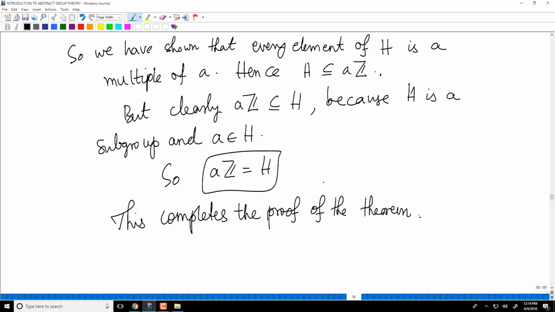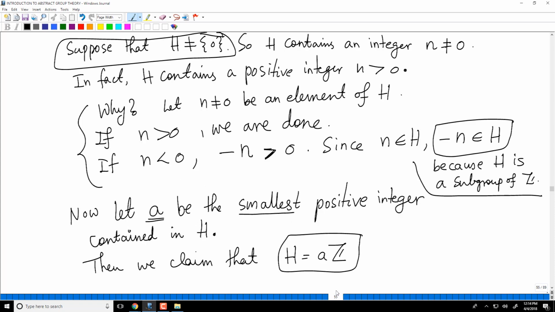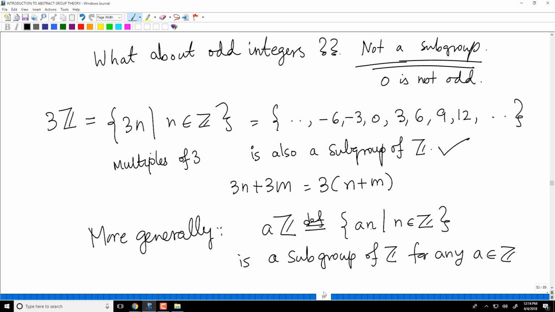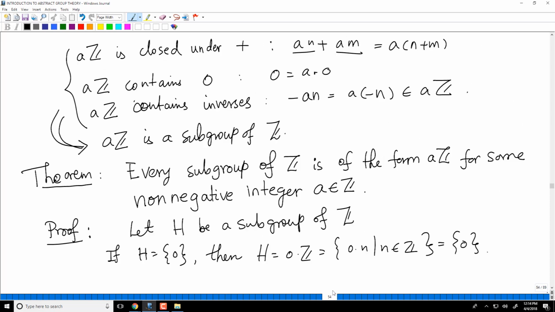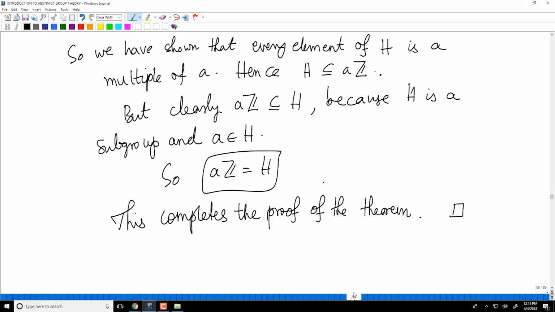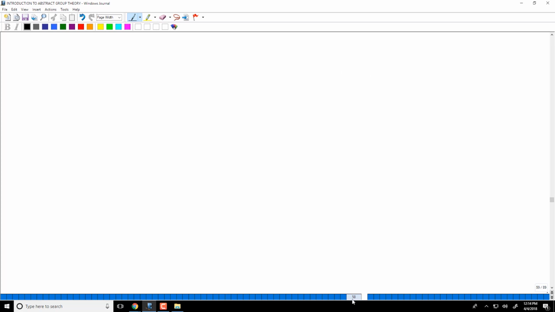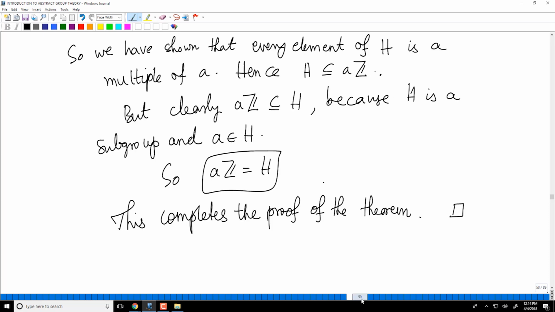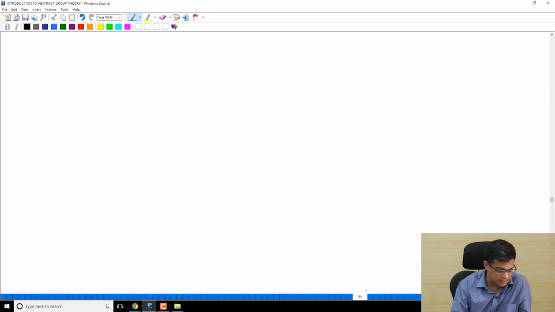This completes the proof of the theorem. What is the theorem? Every subgroup of Z is of the form AZ for some non-negative integer A in Z. So this is a very strong property of subgroups of Z. I want to make one more remark. As I said, this is an important proof.